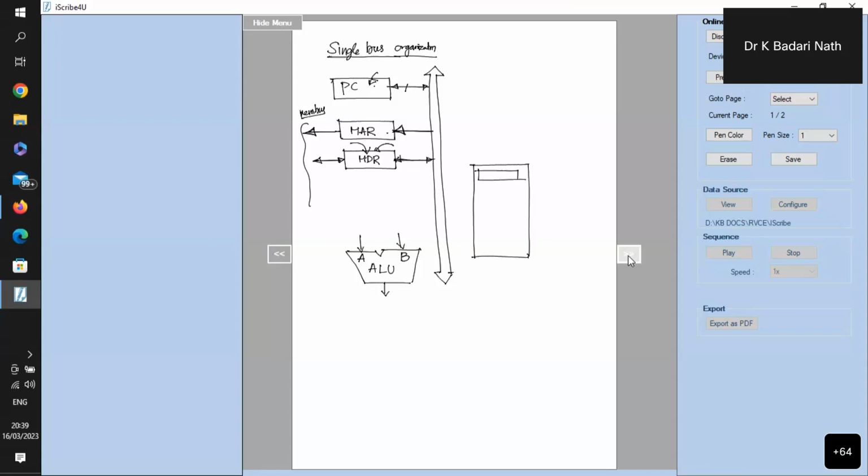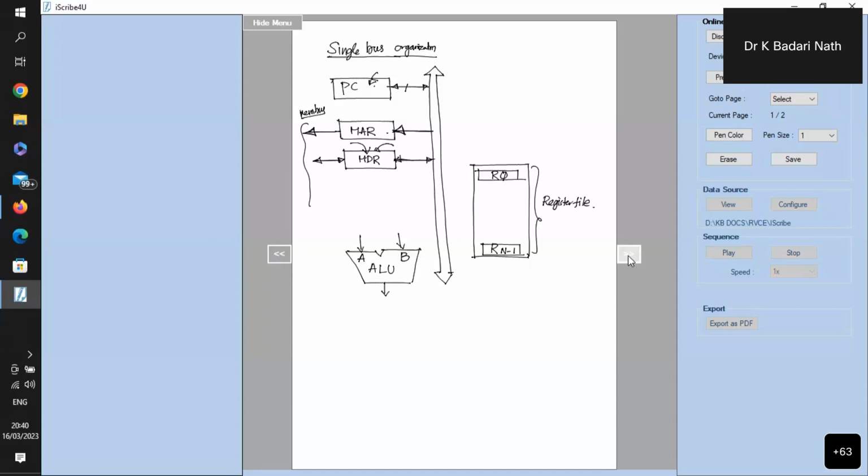Now, all the registers I'll name as R0, R1, up to R(N-1), where N is the number of registers. This set of registers is called by a popular name, the register file. So the register file is a collection of all the registers present inside the processor. It is similar to a RAM memory or a cache memory, but they have a unique naming.